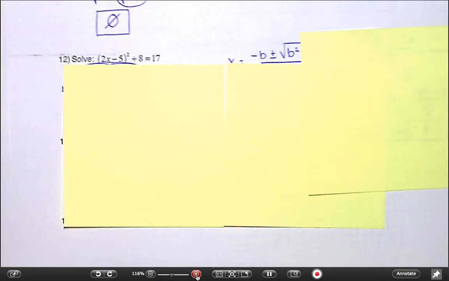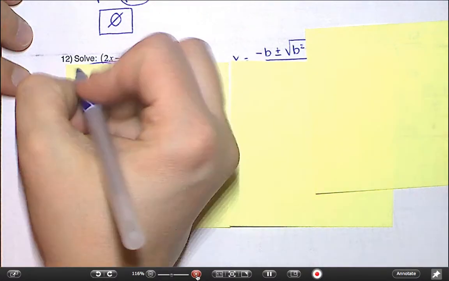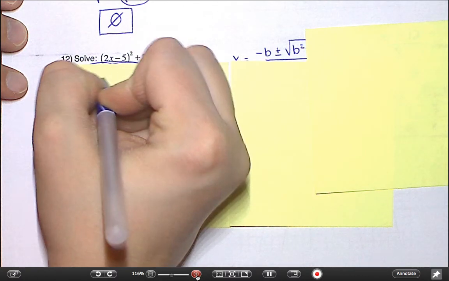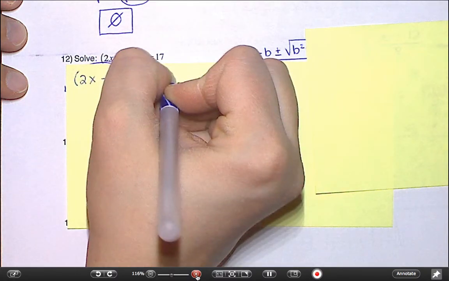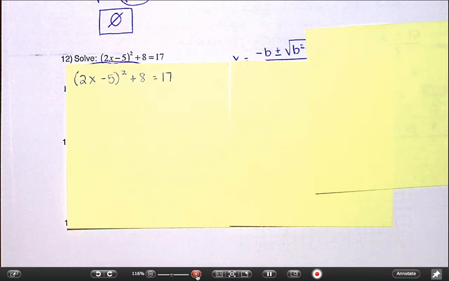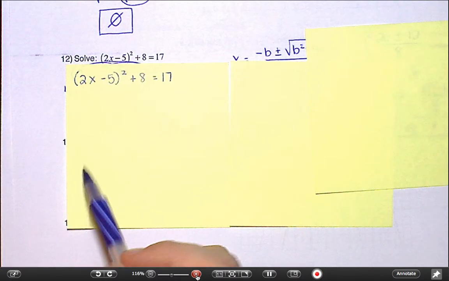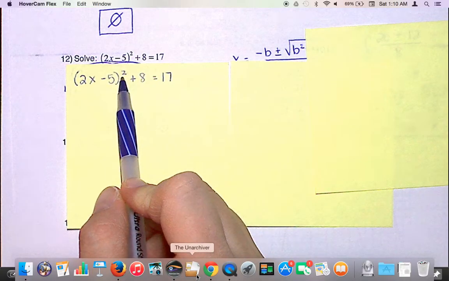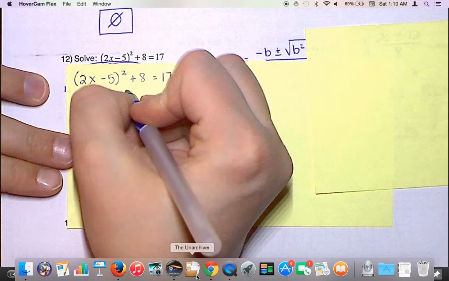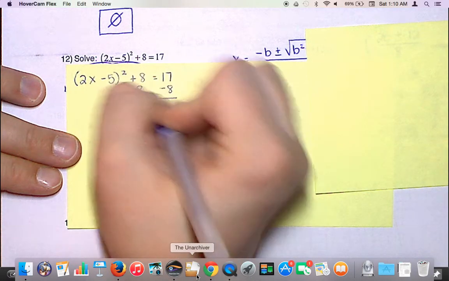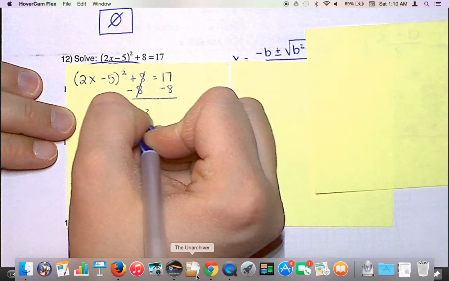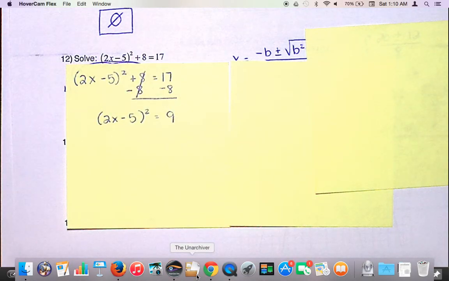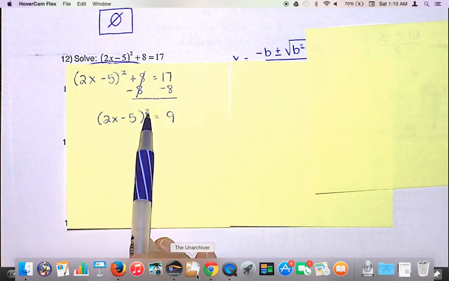I'm going to take that same problem, the 2x minus 5 squared plus 8 equals 17. And I'm not going to FOIL it because I'm trying to undo everything. So I don't want to square it because that just makes things bigger and messier. I want to unsquare. I want to get rid of stuff. So I'm going to solve this one with inverse operations, okay? Because right now, all I see is a square. I don't see an x and an x squared. I just see a square. So I'm going to minus 8 minus 8. So now I have 2x minus 5 squared equals 9.